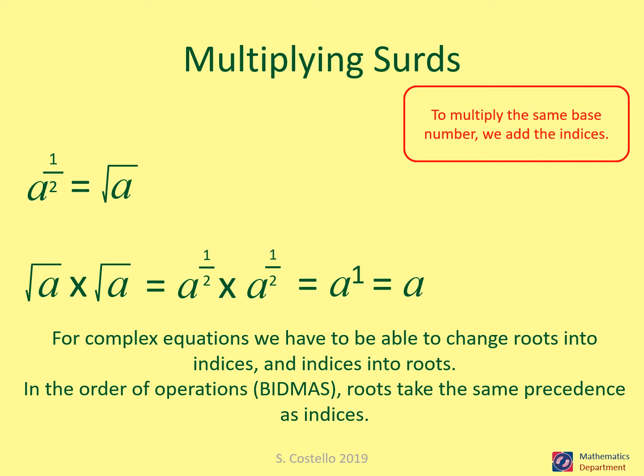For complex equations, we have to be able to change roots into indices and indices into roots. In the order of operations BIDMAS, roots take the same precedence as indices. So roots are indices. As we've seen there, a root is to the power or the exponent 1 over 2.